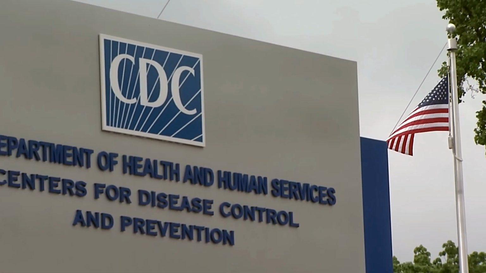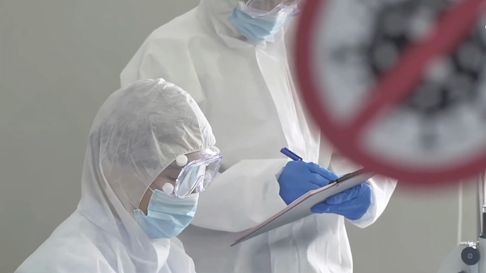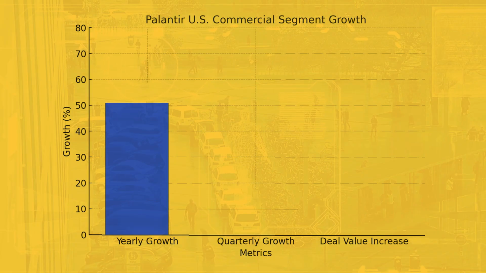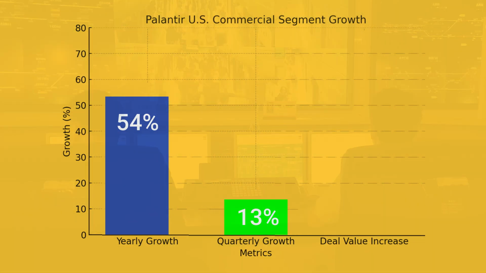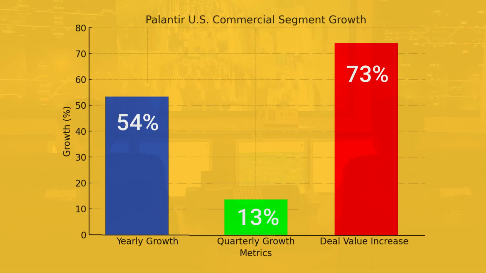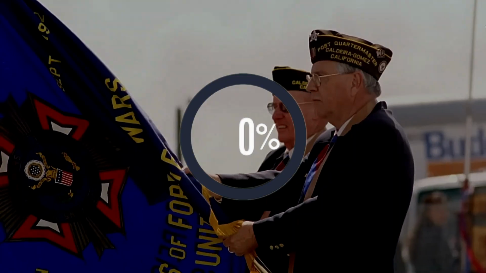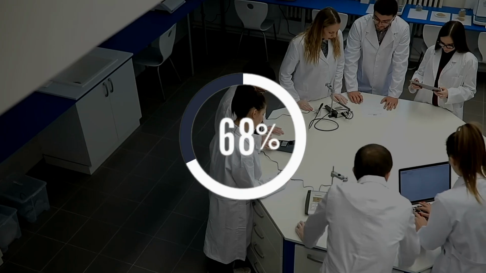The company's U.S. commercial segment, which includes AIP, grew 54% year-over-year and 13% sequentially, fueling a 73% increase in its remaining deal value. At the same time, the segment's customer count jumped 77%.